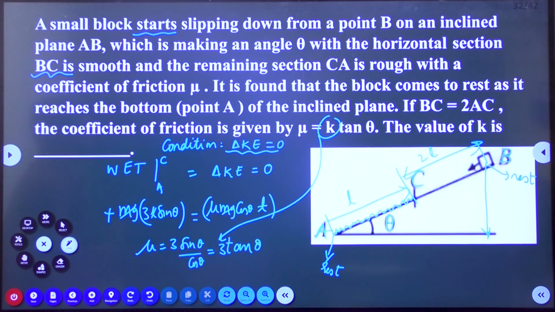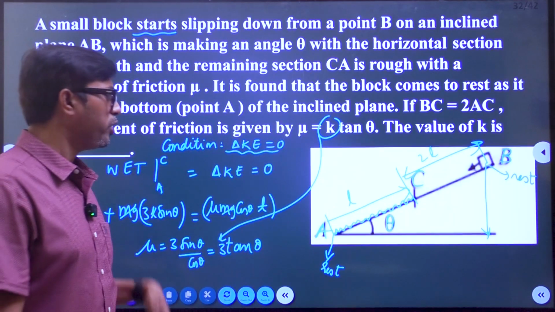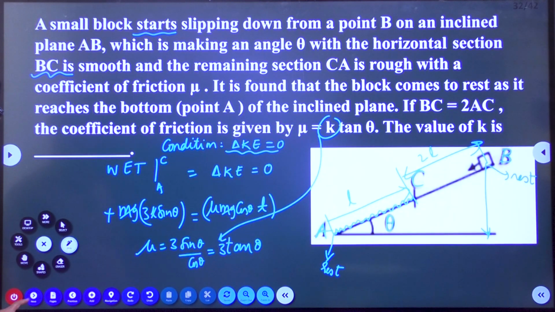Very straightforward work energy theorem. Straightforward from B to A, you have applied, you will get it. So very, very simple problem. I hope you got it. Let's move on to the next problem.